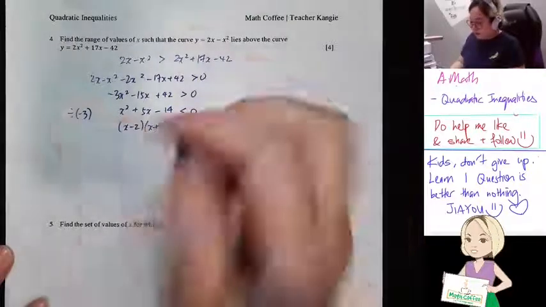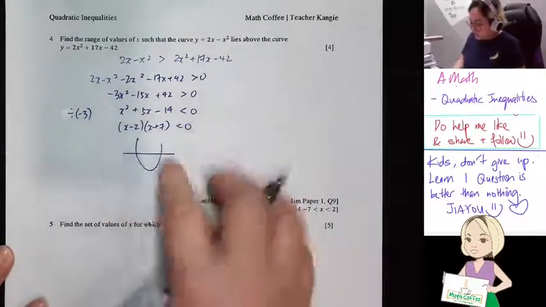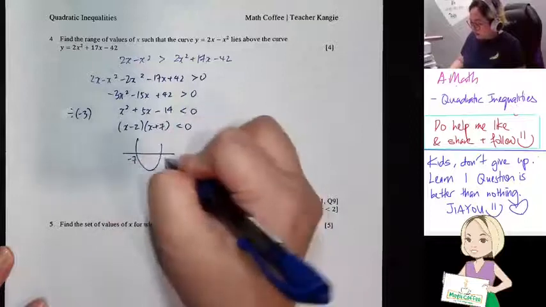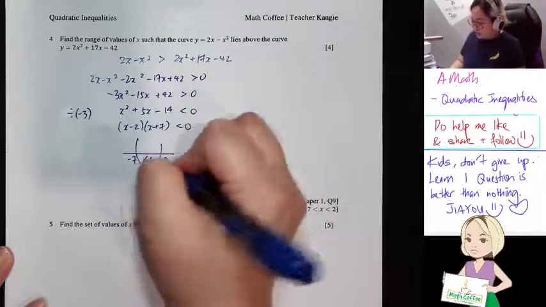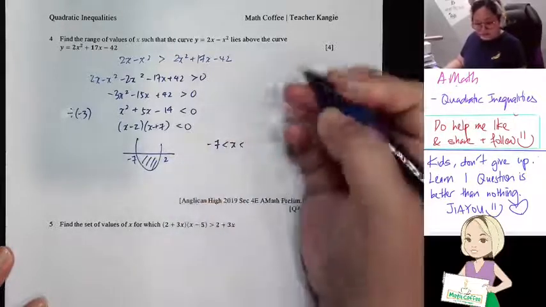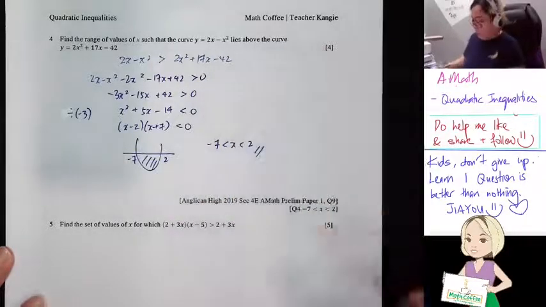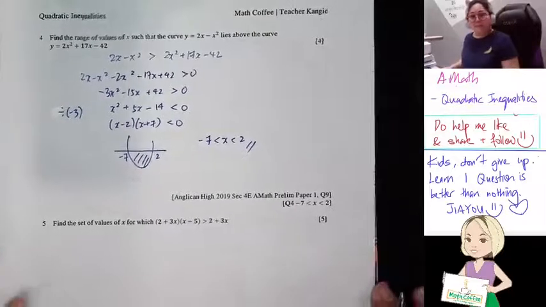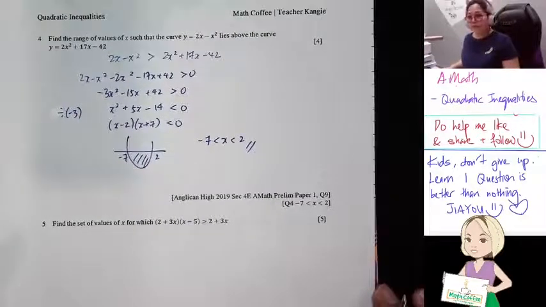So draw our diagram. Put in the numbers, minus 7 and 2, less than 0 is just here. So in the end, the answer is x is between minus 7 and 2. Done. Okay?